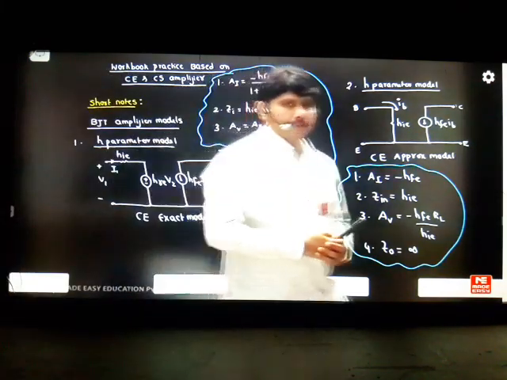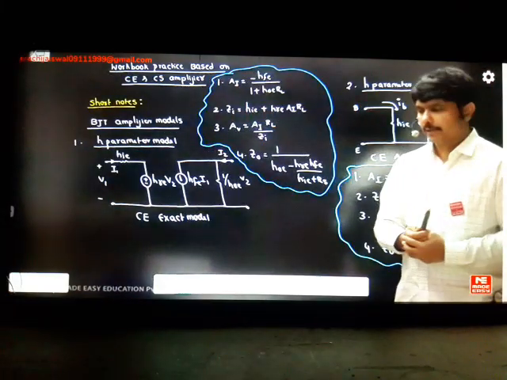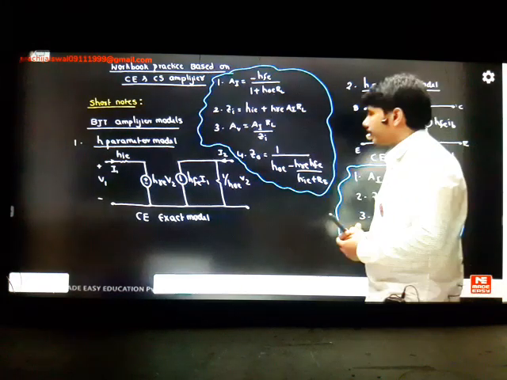The current gain in the exact model theory is minus HFE by 1 plus HYE into RL. That's the first formula. Please note it down and listen to the class. And input impedance is not just HIE in the exact model.